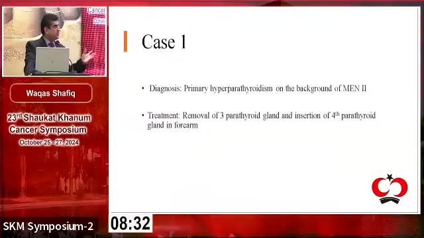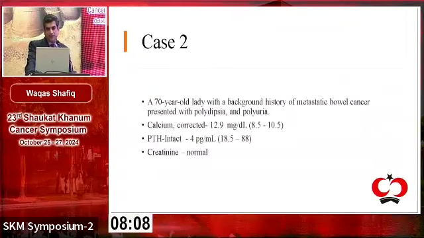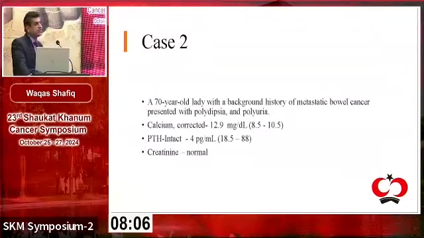For the treatment of these patients, we remove 3 of their glands and put the 4th one in the forearm, because there is a very high risk of recurrence in this population. That's why we put 1 parathyroid gland in the forearm. In case they develop hypercalcemia again, it can be easily removed rather than going for surgery again.